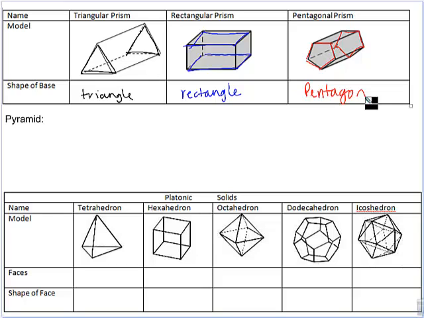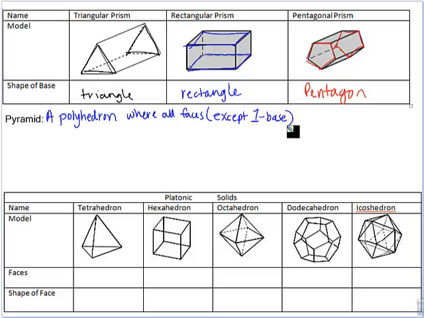Okay? A pyramid. A pyramid is another special type of polyhedron. So it's a polyhedron where all the faces, except for one, which is the base, intersect at one vertex.